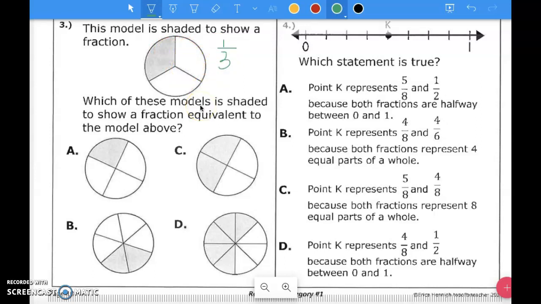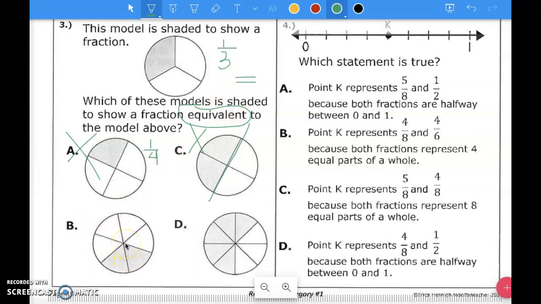Which of these models is shaded to show a fraction equivalent to the model above? Okay, so this one is 1/4, and I know that this is less. Can you see that is less? Because it's just one piece, but the thirds are bigger than the fourths. No, this one is half of it. This is not half. Okay, this is half of the pie, so it's bigger. It's not equivalent. Equivalent means the same, equal, equivalent.